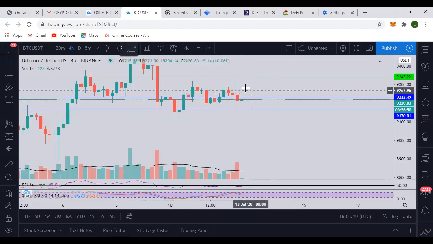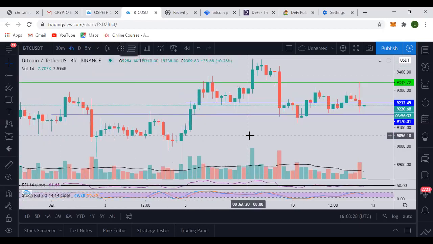Even inside this 4-hour candle, if I open the 5 minutes, you will see there are places that are support at this level and places that are resistance at this level. So it's not good to base your trading on 5-minute, 10-minute and 15-minute time frames, because you make mistakes.